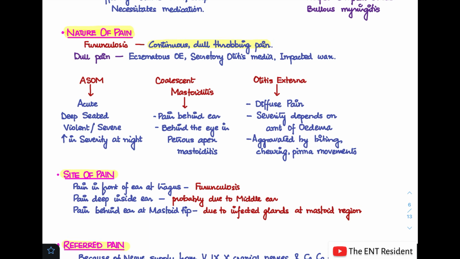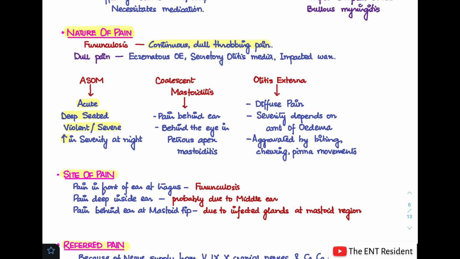Now coming to three important differentiations in nature of pain. In ASOM, you will see that the pain is acute, deep seated, violent or severe, and it increases in severity at night. In coalescent mastoiditis, the pain will be felt behind the ear, a retroauricular pain, and behind the eye if the petrous apex is involved as well.